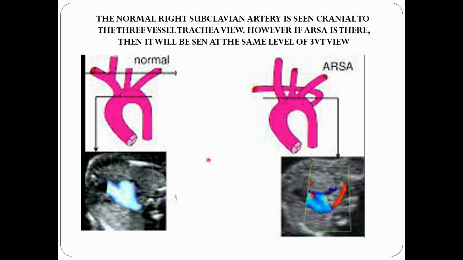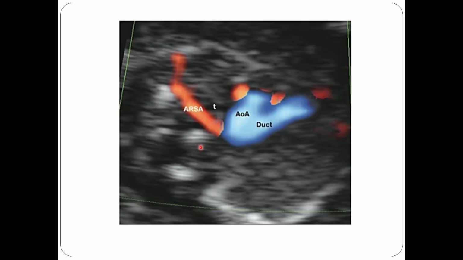Now, importance of the ARSA detection in ANC scans. As Bimal Sahani sir told, ARSA can never be seen at the level of 3-vessel trachea view. If you see any arterial trunk which is at the level of 3-vessel trachea view, you are dealing with the ARSA, which is coursing behind the trachea and traveling to the right side.